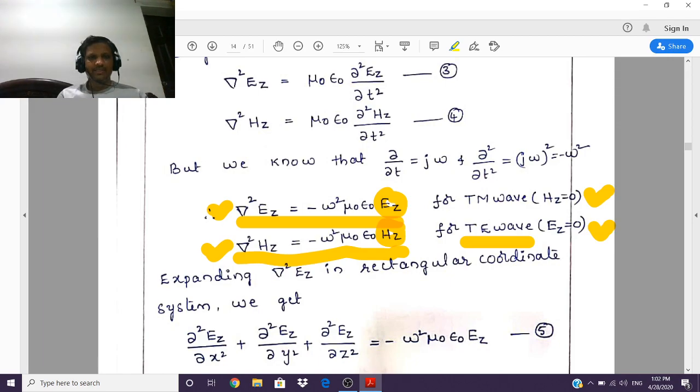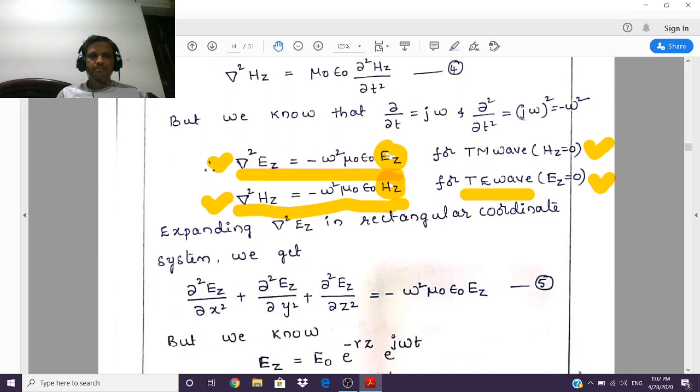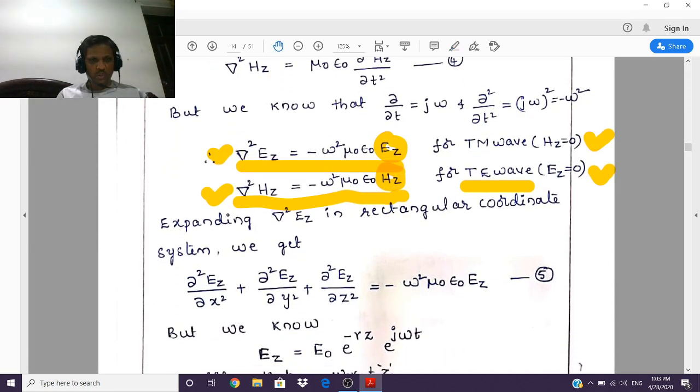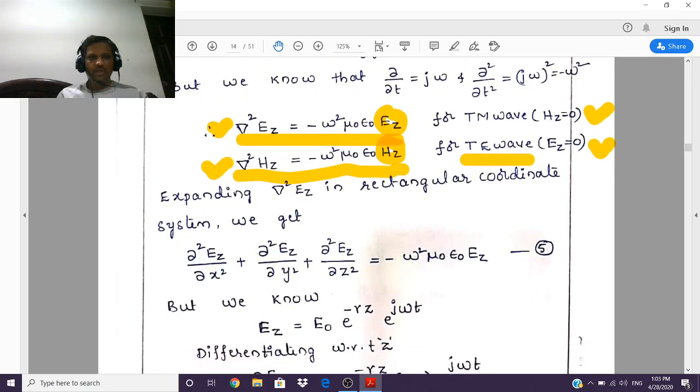So we cannot use this equation for TE mode of analysis, and we cannot use this equation for TM mode of analysis. Now what I'll be doing here is expanding this del square. We know that the expansion of del square in terms of the rectangular coordinate system is dou square by dou x square plus dou square by dou y square plus dou square by dou z square.